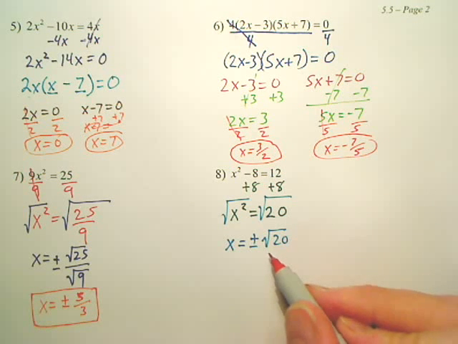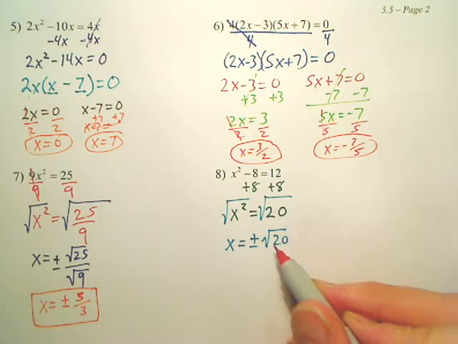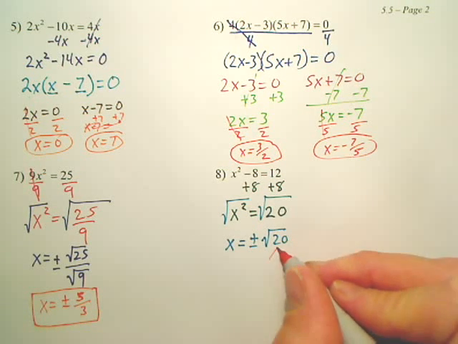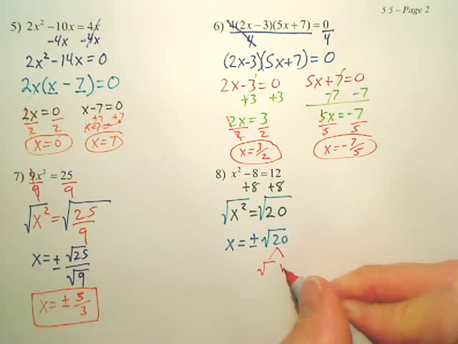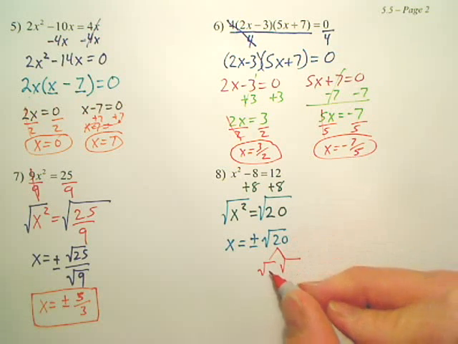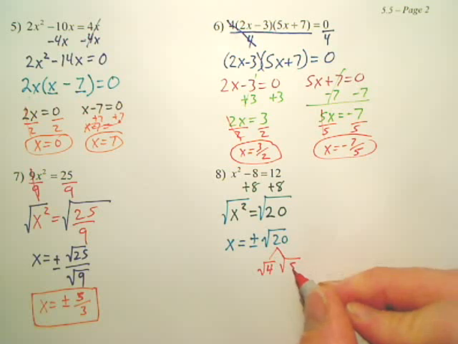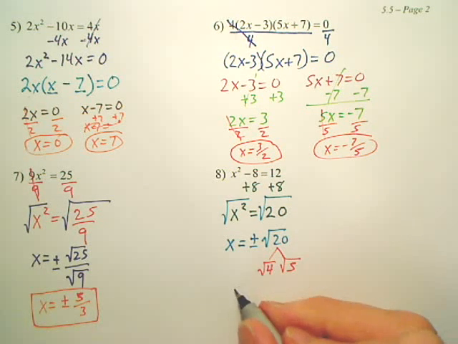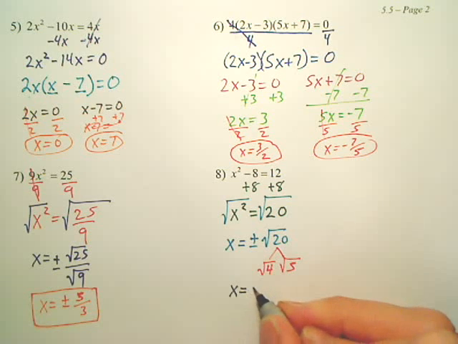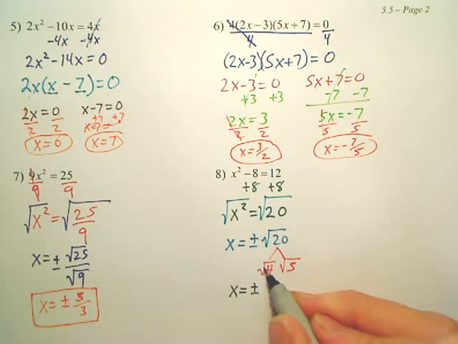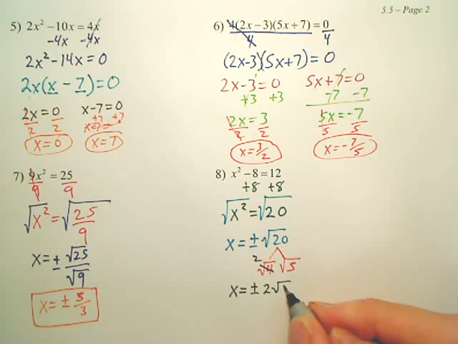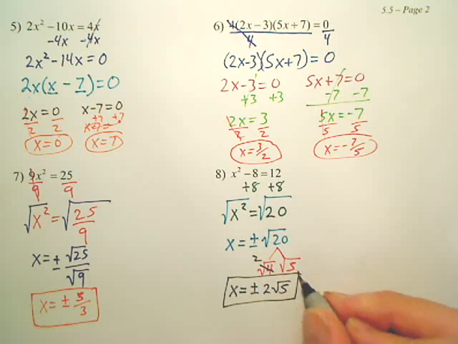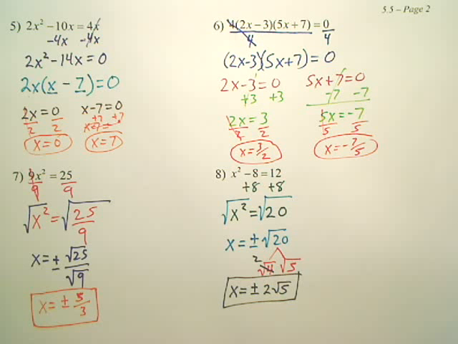That's our answer. But can we simplify square root 20? Back to the beginning of section 5.5, we have to simplify square roots. Square root 20, what perfect square goes into there? 5 and 4. Because the square root of 4 is going to be nice and neat. So it looks like we're going to have x equals positive or negative, the square root of 4 is 2, correct? There's our answer. Positive or negative.